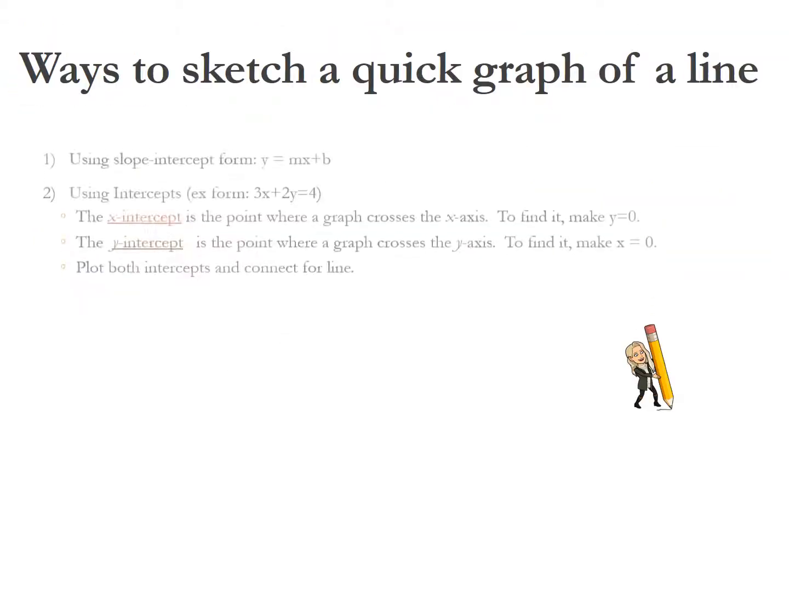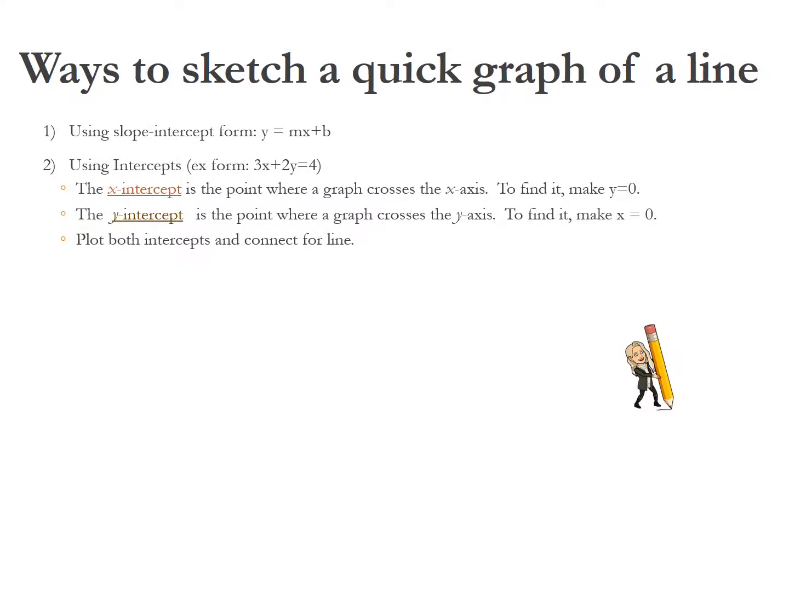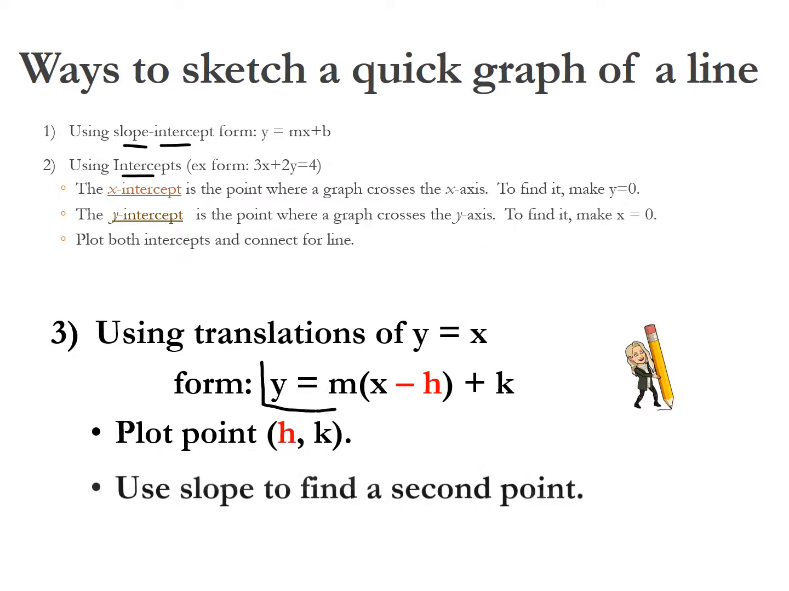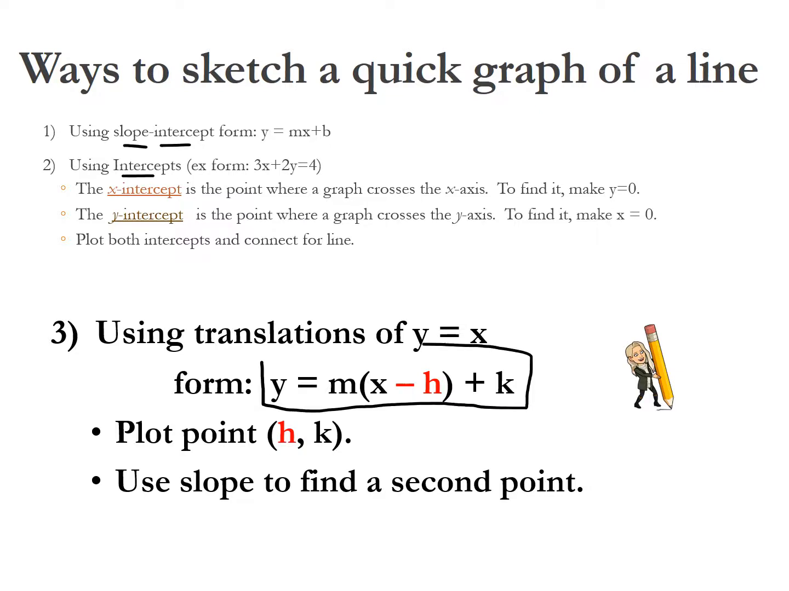So we already have 2 ways to sketch a quick graph of a line. Okay, we know how to use it when we're using slope-intercept form. And now we know how to do it when we're finding the intercepts. So the third way is using translations. So we're going to take a line and we're going to translate it. So the form that we need to make sure we get into our notes is y equals m times the quantity x minus h plus k.